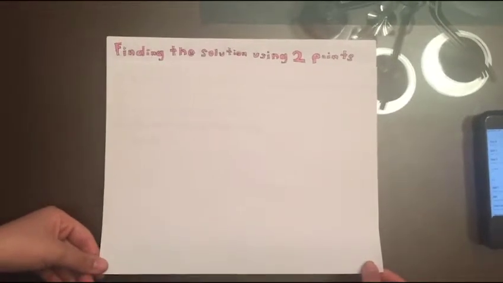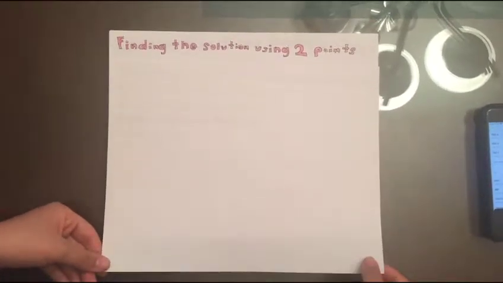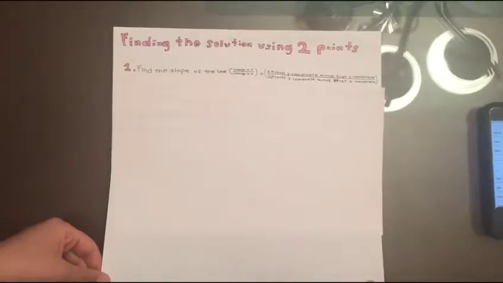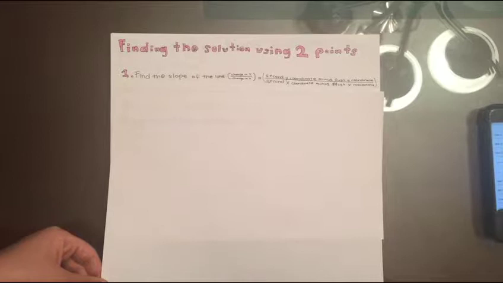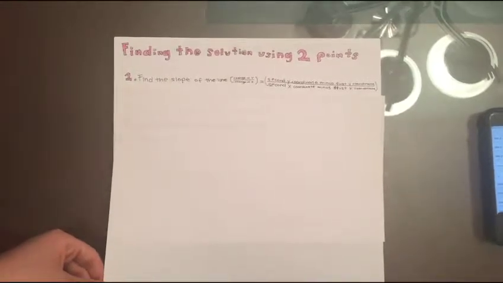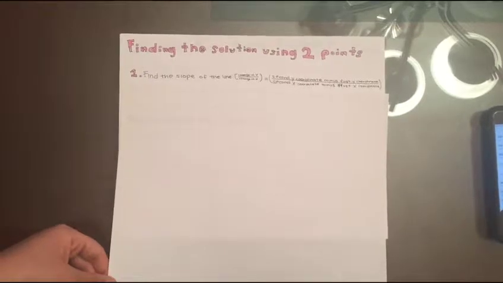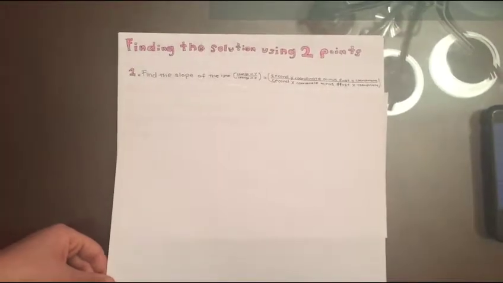Finding the solution using 2 points. There are 3 steps to find the equation of the straight line. Number 1. Find the slope of the line, which is change in y divided by change in x, which equals the second y coordinate minus the first y coordinate divided by the second x coordinate minus the first x coordinate.